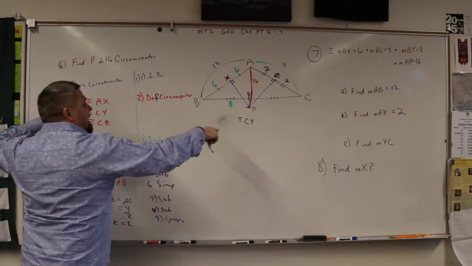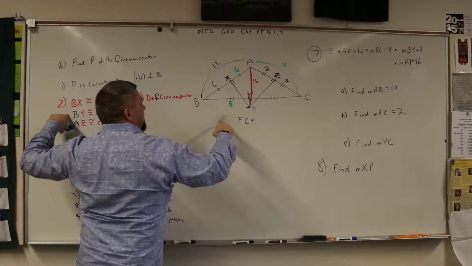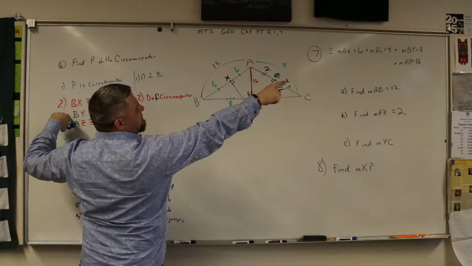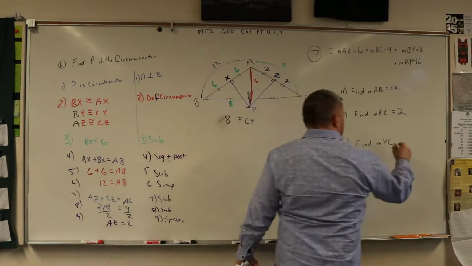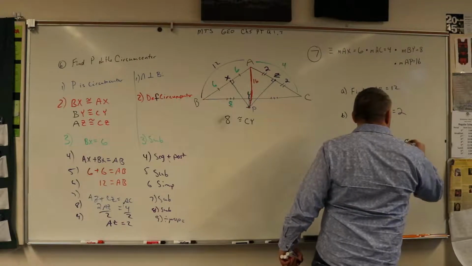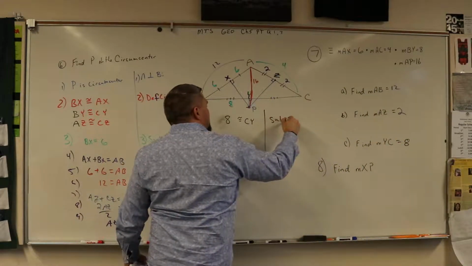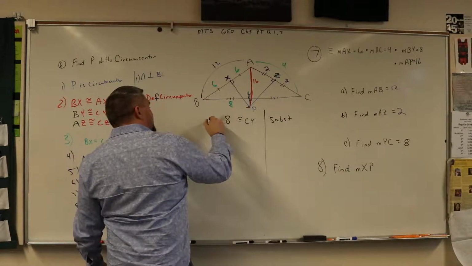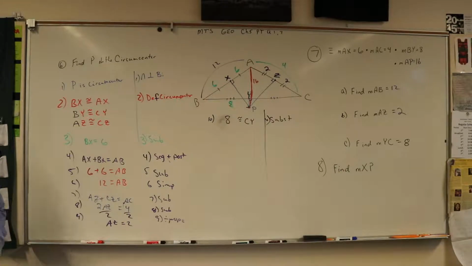Remember that? So it was BX, AX, BY, CY, and AZ to CZ. But then BY is 8. BY is 8, right? So that means CY is 8. Hey, I was right. Okay? And that's substitution. So that's number 10. And we're done with number 7, right?